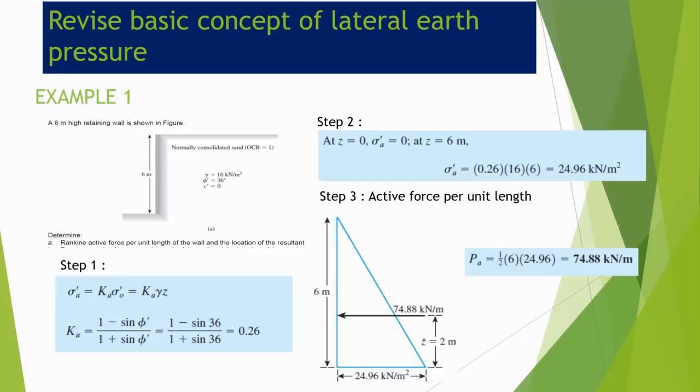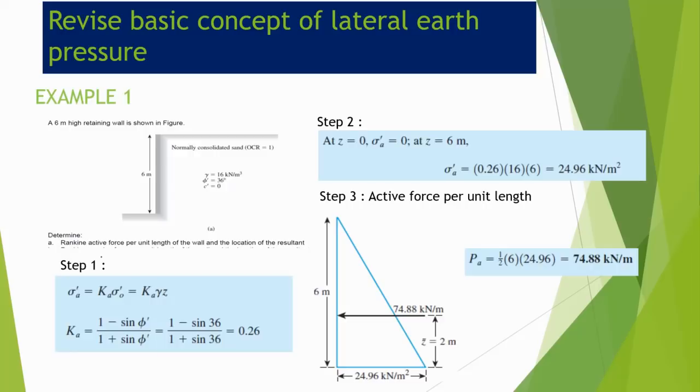Okay, tengok ni. We have the 6 meter height retaining wall. Kita ada 6 meter retaining wall. Okay, and one soil only. Ada satu layer sahaja. Okay, so dia bagi unit weight dry is 16. Friction angle 36 and cohesion is 0. Okay. So kalau dia dry sahaja, tak ada water table, okay, just proceed.